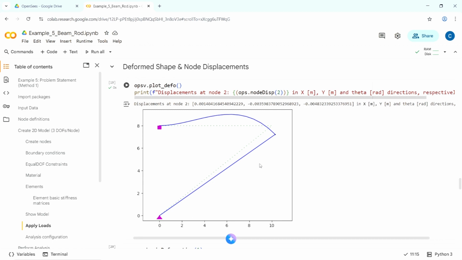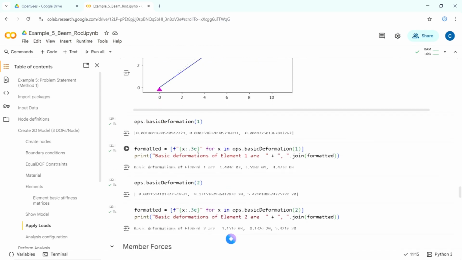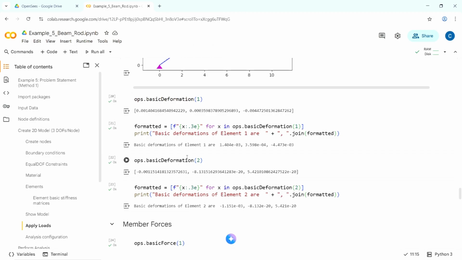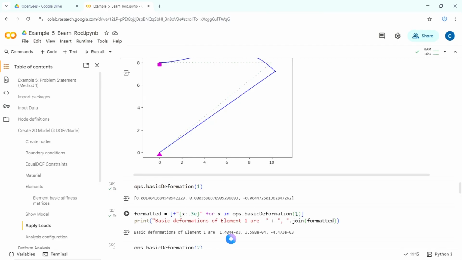There is no bending, because it is a pin-pin member. Okay. So, you can calculate the basic deformation. So, basic deformation for element 2. What is the basic deformation here? I have created this as an elastic beam column element. So, there will be 3 basic deformations, but look at the numbers.